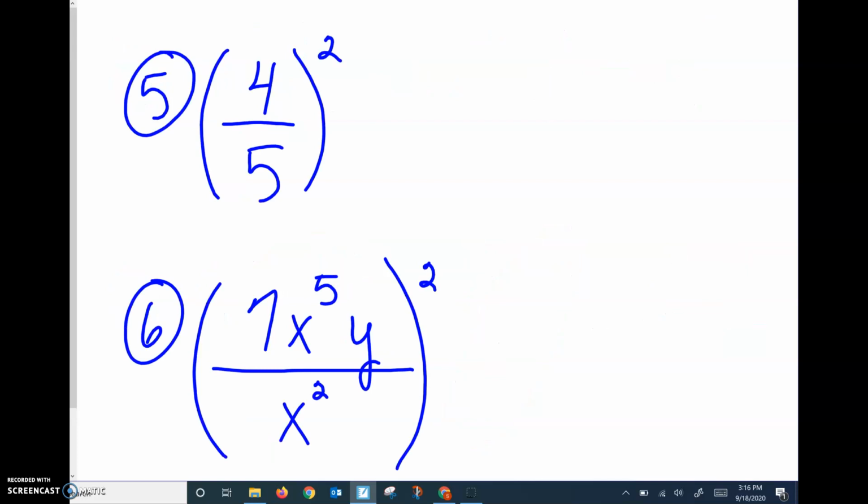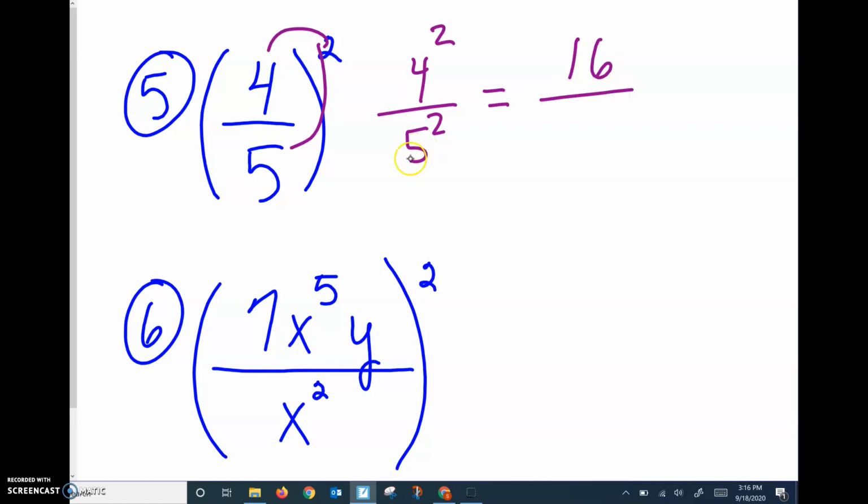All right, bring that exponent in. Bring this in. You have to bring it into everything. So we're going to have 4 squared on top and 5 squared on the bottom. So now what is 4 squared? That is 16. And on the bottom we have 5 squared, which is 25.